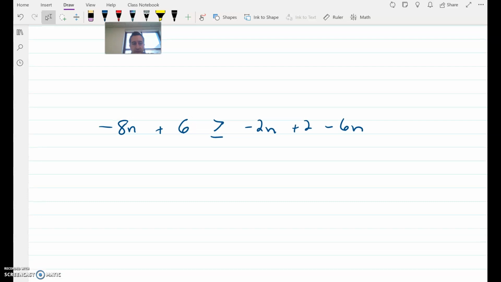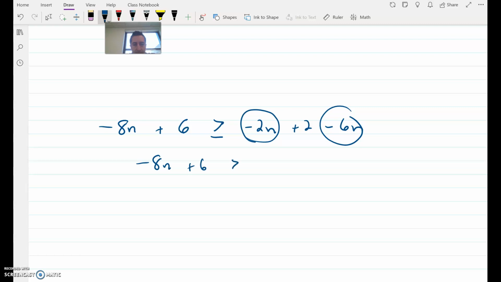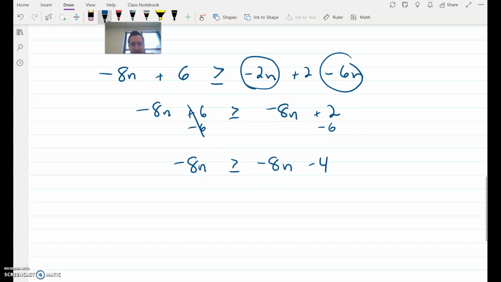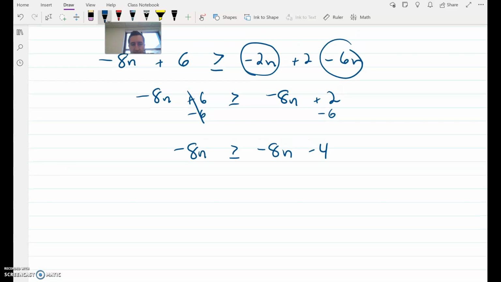Watch this. Combining my like terms, I see this and this over here makes negative 8 plus 2. I need to get my numbers together, so I'm going to subtract 6 over here and 6 over here. So I'm going to have negative 8n is greater than or equal to negative 8n. What's 2 minus 6? Negative 4. Check this out. I'm almost done, but look what's going to happen. I need to get my n's together on the left. So I'm going to add 8n, cancels here, it cancels there as well. So we literally have 0 greater than or equal to negative 4.